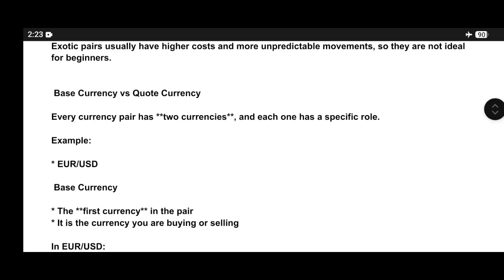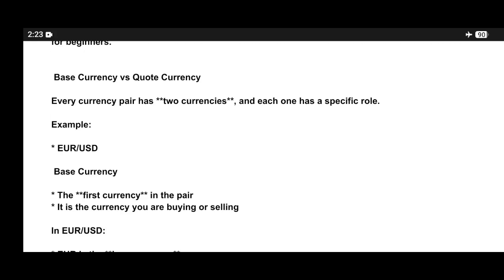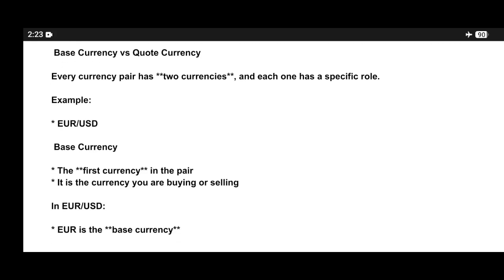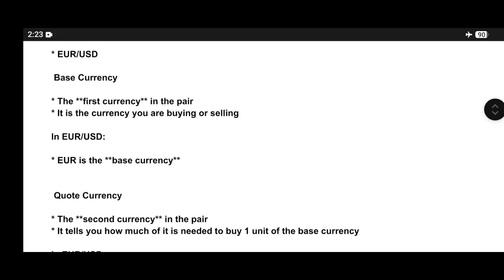So let's continue from the next section. Every currency pair has two currencies, and each of them has one specific role. Example, Euro USD. Base currency is the first currency in the pair. It is the currency you are buying or selling. In Euro USD, Euro is the base currency.